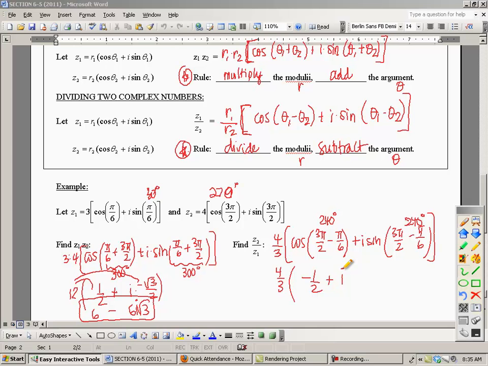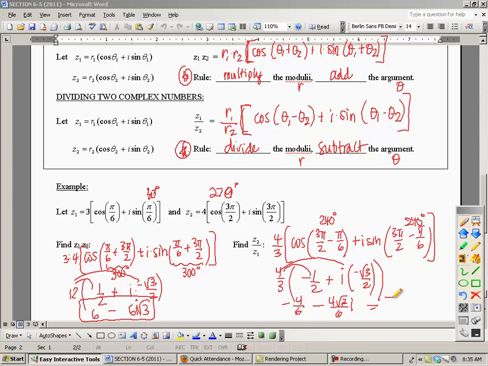The sine of 240 degrees is negative square root of 3 over 2. So if I distribute this through, it looks like we're going to have to do a little simplifying. So we get negative 4/6 minus, if I distribute it this way, negative 4 square roots of 3 over 6 with an i. Now let's reduce our fractions, shall we?